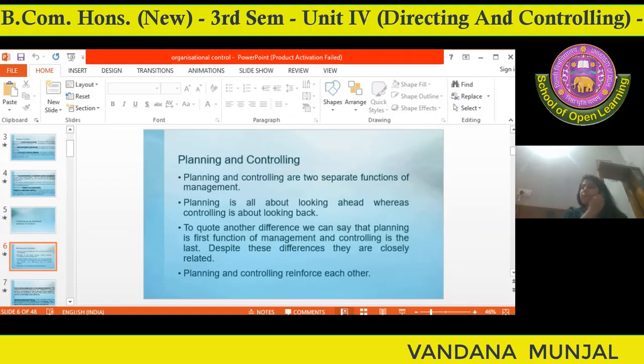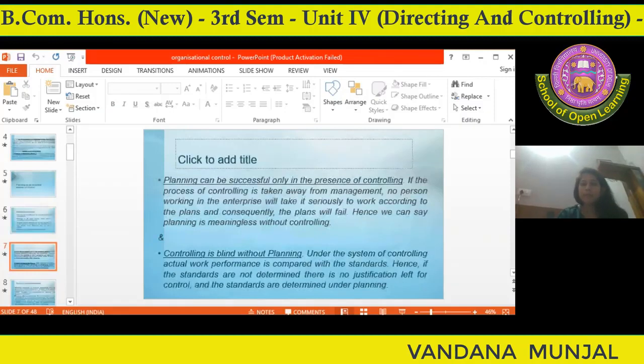So how are they related to each other? First of all, planning can be successful only when there is controlling. आपने plans laid down कर दिए हैं, you are acting on those plans, but you are deviating again and again from what was decided in the plans. अगर आप बार बार deviate करोगे तो it will lead to unsuccessful planning, मतलब plans का कोई purpose नहीं रह जाएगा उस time पे, ठीक है?